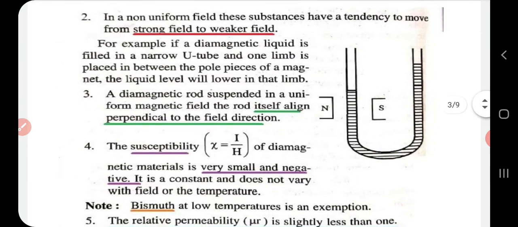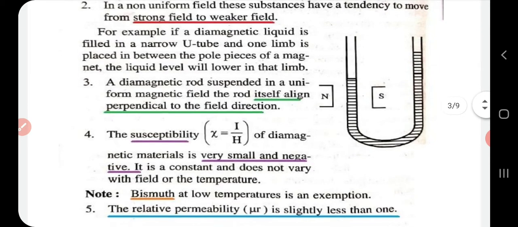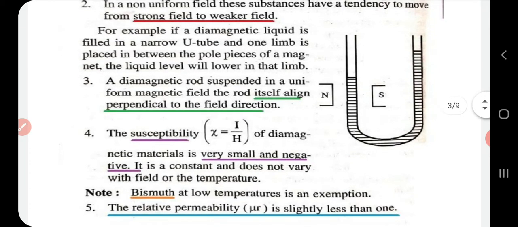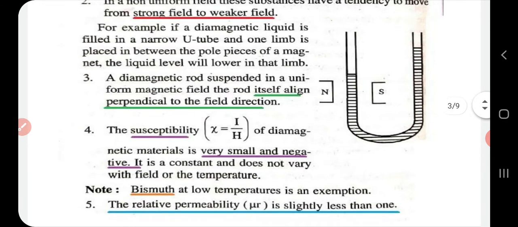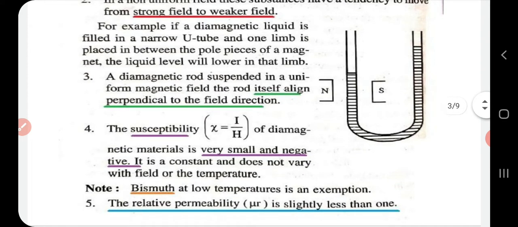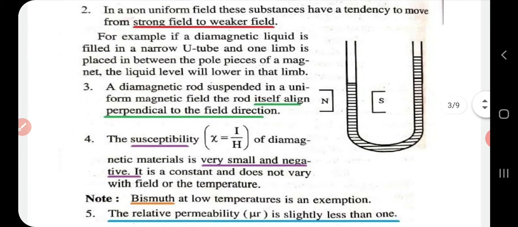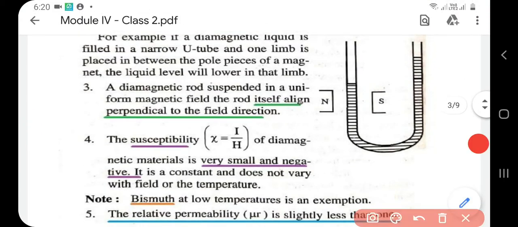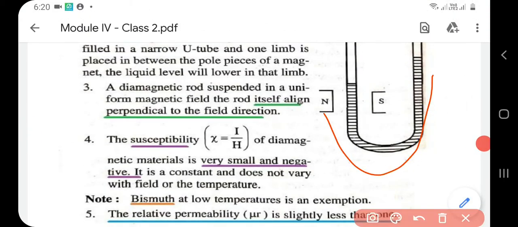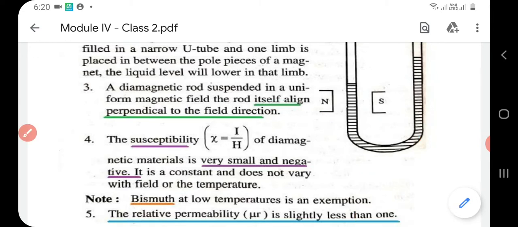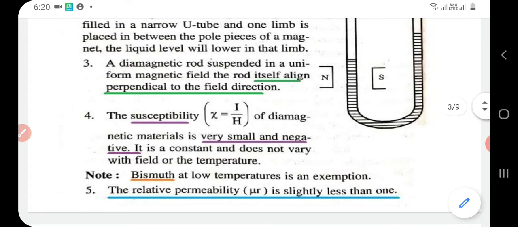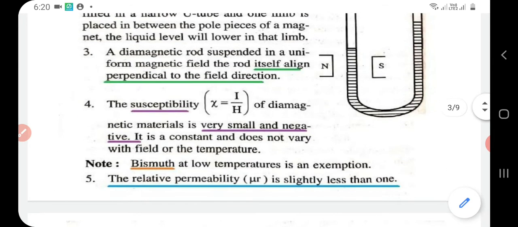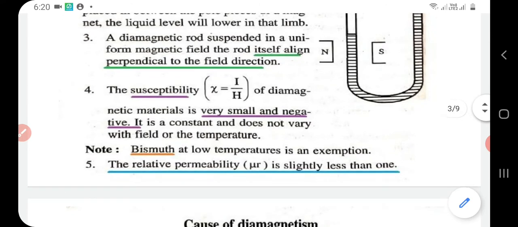See, here you can see a U-tube that is filled with a diamagnetic liquid, and in one of the limbs we are applying a strong field, that is, it is placed between the poles of a strong magnet, whereas the other limb is left free. So what happens is that this diamagnetic liquid will move from the region of strong field to the region of low field, which is the opposite of a paramagnetic material. Now, when a diamagnetic rod is suspended in a uniform magnetic field, what happens to it? It aligns in a direction perpendicular to the field direction.